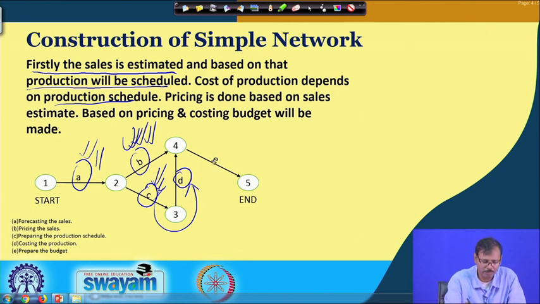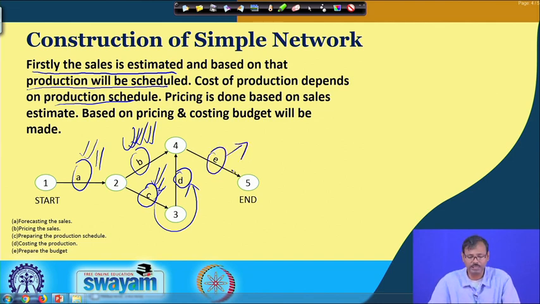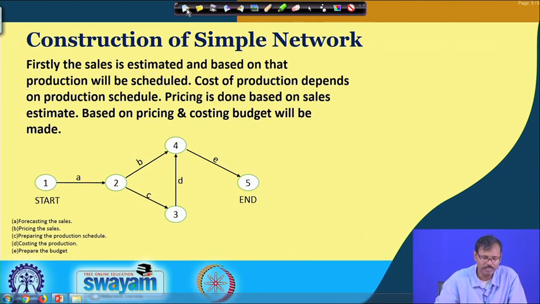And finally, we are coming to E, that is the preparation of budget. We are preparing the budget to accommodate the profit which we are getting from B and D, and based on that we are preparing the budget, how we can carry out our total process. So, basically this is the way one person has to think logically about how it can be processed.